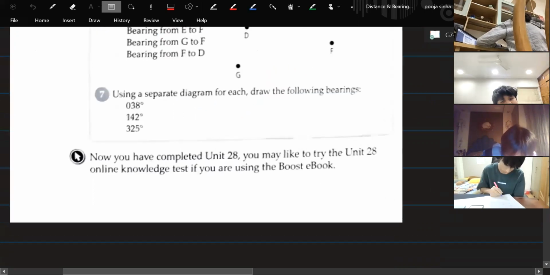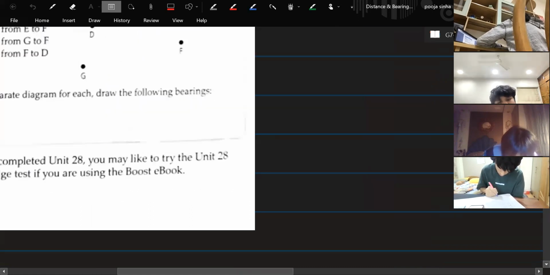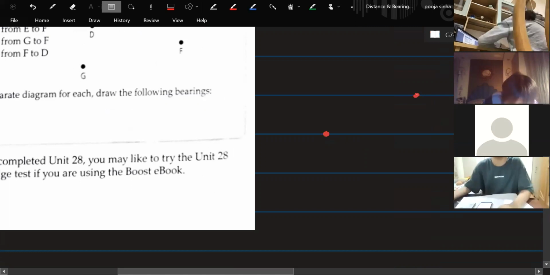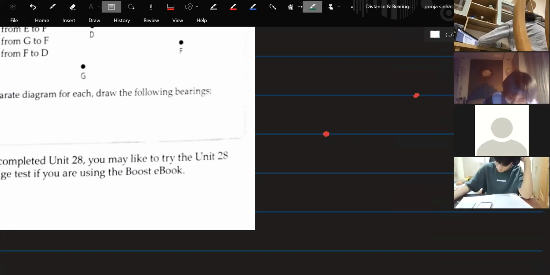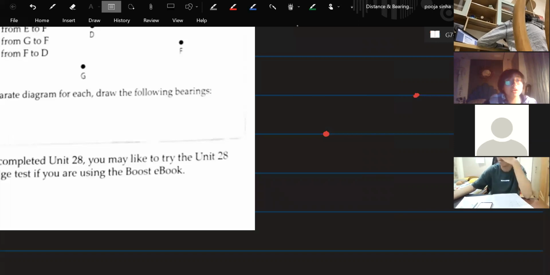Okay. Let's do one question from here. Using a separate diagram for each, draw the following bearings. 38 degrees. So I need 2 points and you need to make a bearing of 38 degrees. So let's make 1 and 2. How will it be 38 degrees? Can you tell me? How, what? I need a 38 degree.